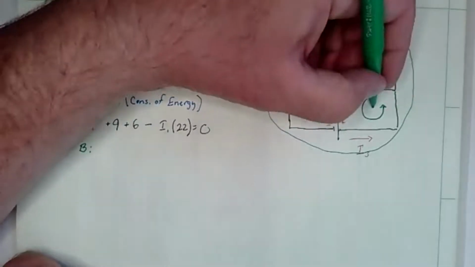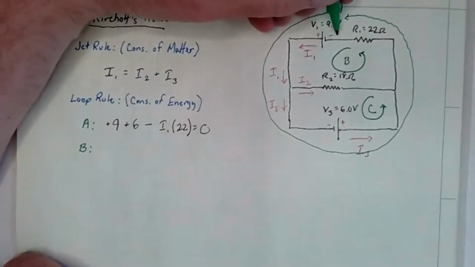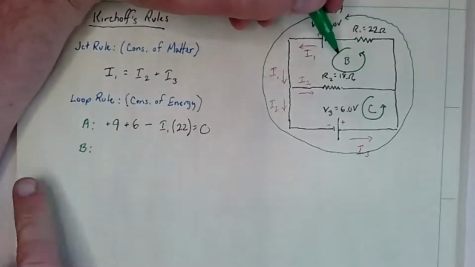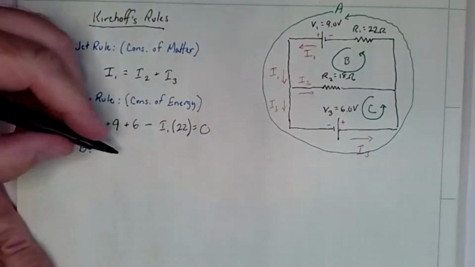I drew all of these counterclockwise because it's based on the direction of current flow. If the batteries were reversed in polarity, then they would probably be clockwise. So for B, I'll start off at the 9 volts again. So plus 9.